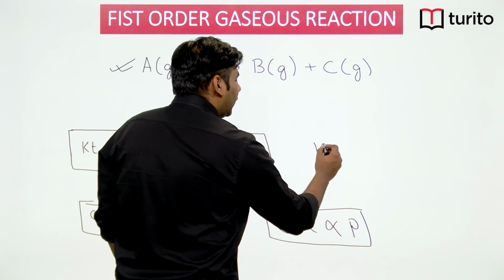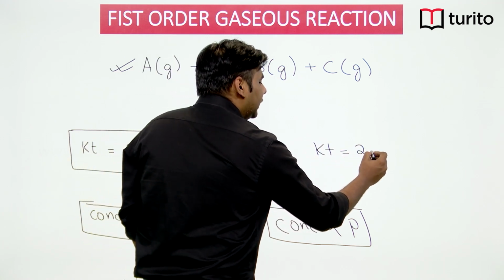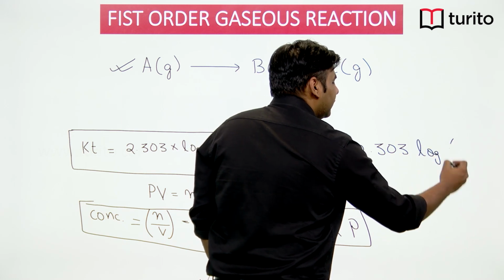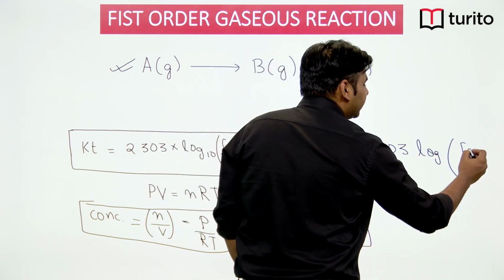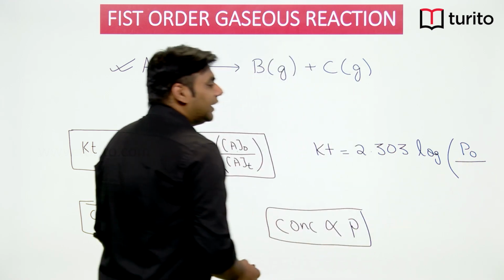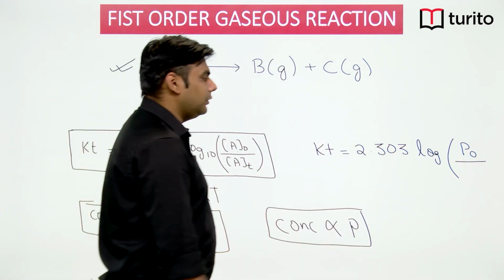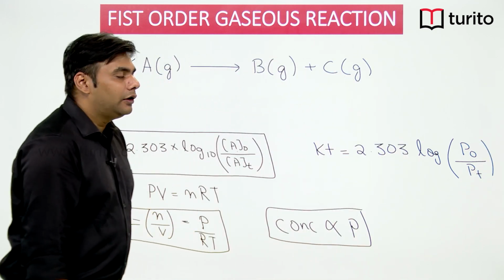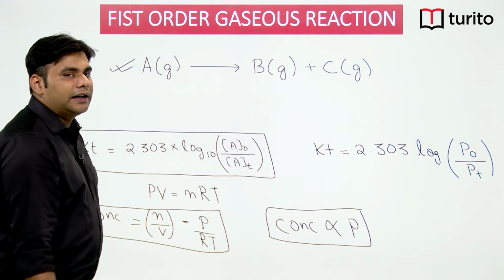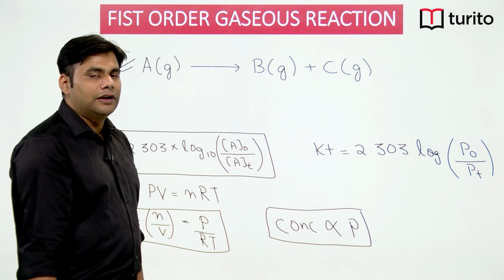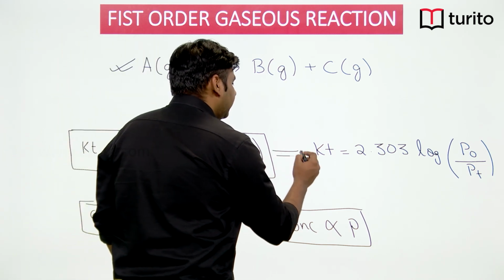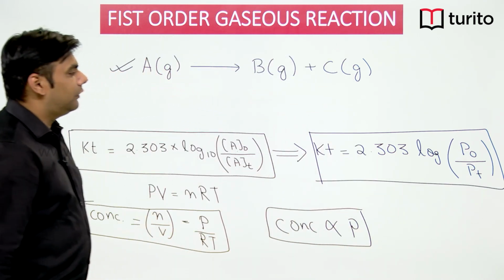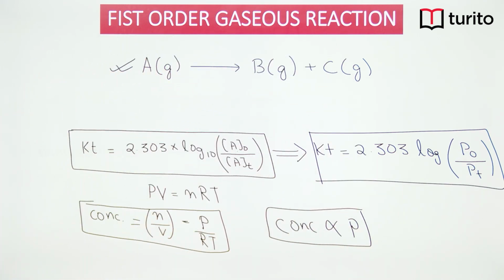So the equation would transform into Kt equals to 2.303 log base 10 of the initial partial pressure of the reactant A at time t equals to 0 divided by the partial pressure of the reactant A after time t. So our equation will transform into something like this. Okay, so I hope this is clear to everyone. You can just write it down.